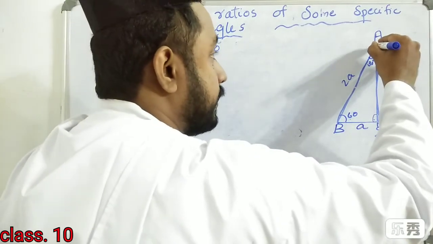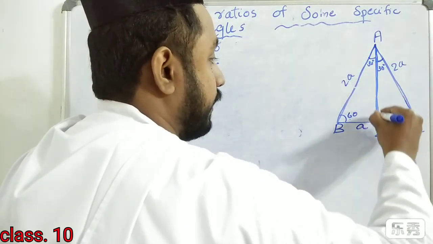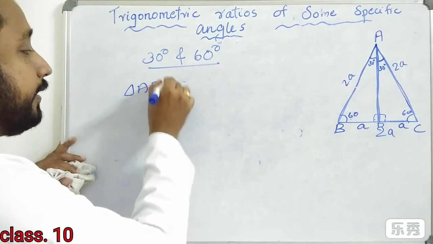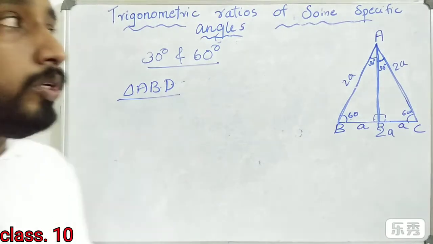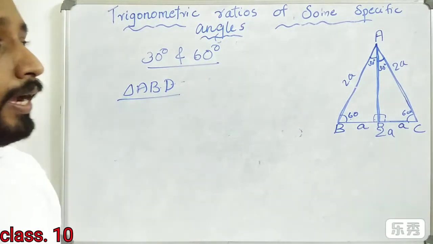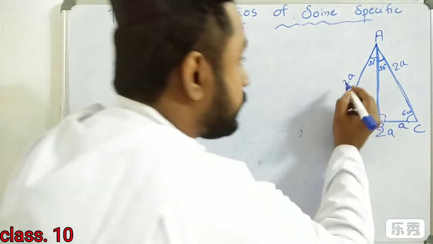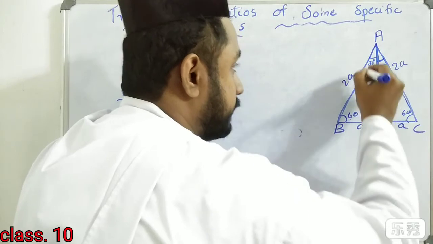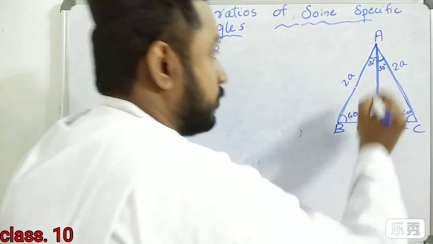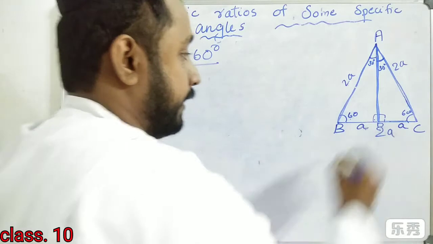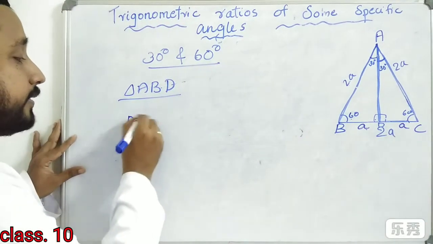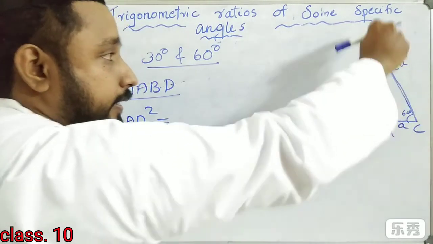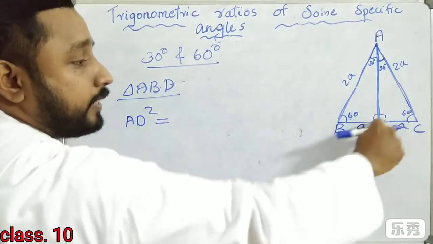Now I am going to consider this triangle ABD. Now we are going to define angle 30 degree and angle 60 degree. So this is 2A, this is A. This is a right triangle. So this is hypotenuse, this is base. So we have to find the length of this side, AD, that is the altitude of that triangle.